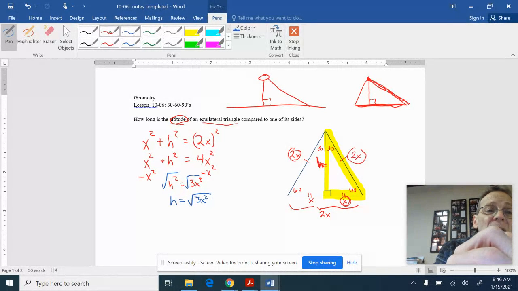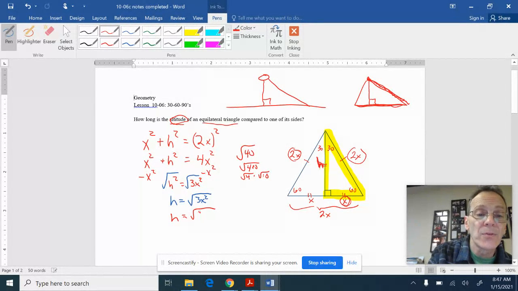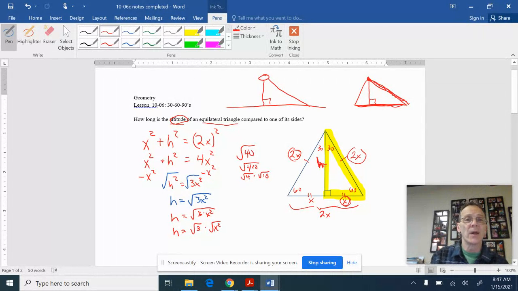Well, we've learned how to simplify radical expressions, right? We've learned how to simplify expressions like the square root of 40, by splitting up 40 into 4 times 10, and then separating that into two separate square roots being multiplied together. Well, let's do that with the 3x squared. 3x squared is 3 times x squared. Now we can split that up into two separate square roots being multiplied together. So square root of 3 times square root of x squared. And what is the square root of x squared? What do the square root and the square effectively do to each other? They cancel each other out, right? And so h is equal to the square root of 3 times x.